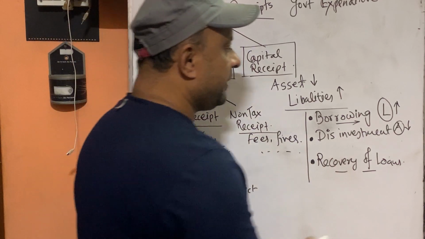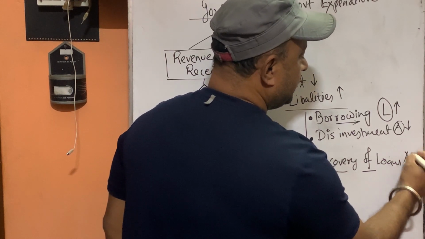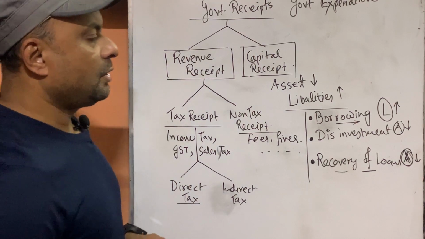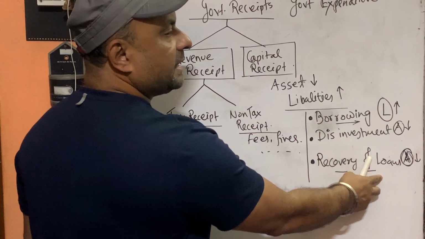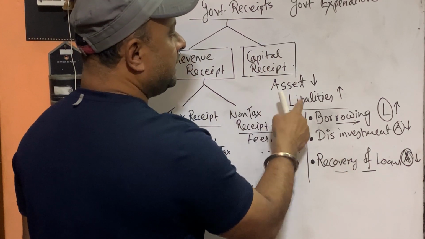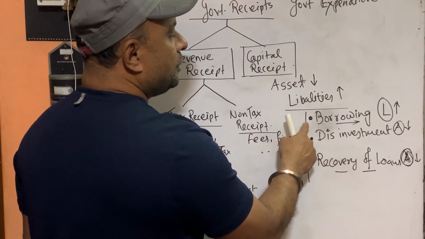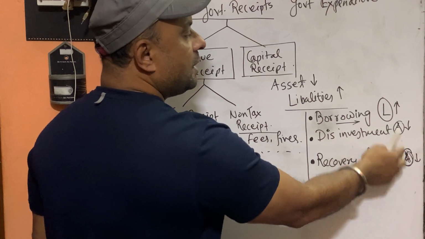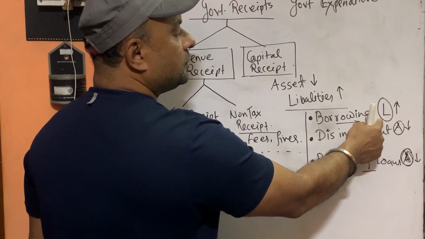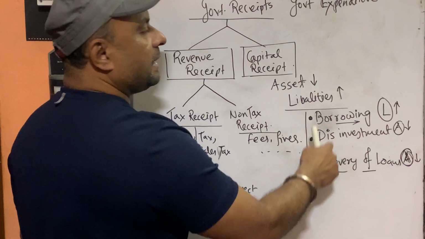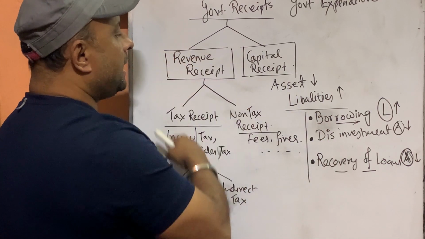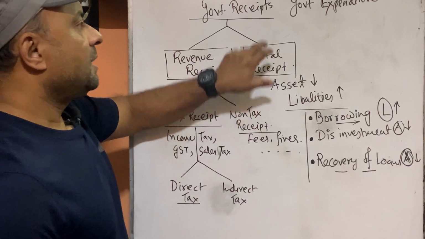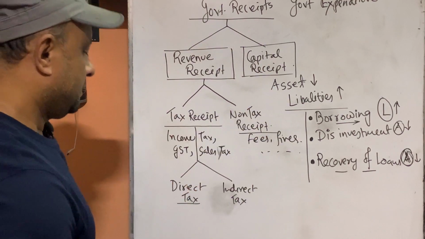In these cases, what happens? Government asset reduces. When government gives funds to the state government, that time government asset reduces. So these are the three types of capital receipts. So in capital receipt, either government asset will reduce or government liabilities will increase. So these are capital receipts. So these are the income side of the government. From this revenue and capital receipt, government generates income.